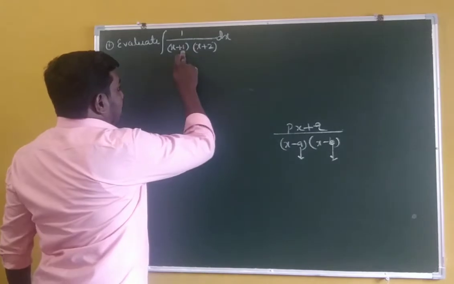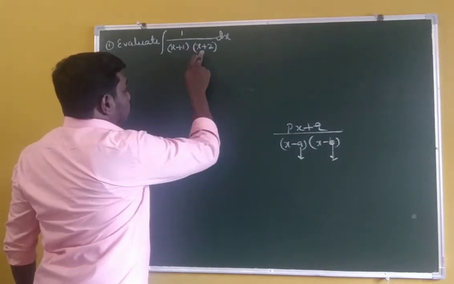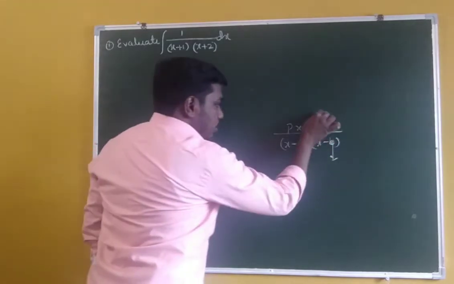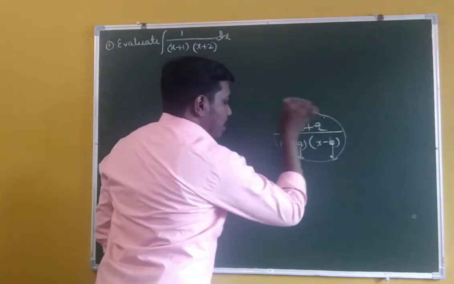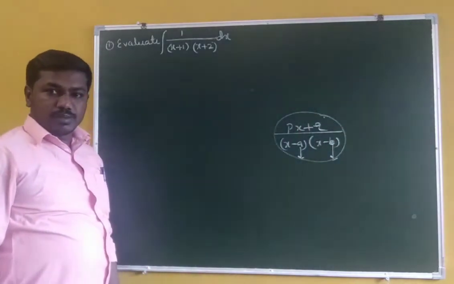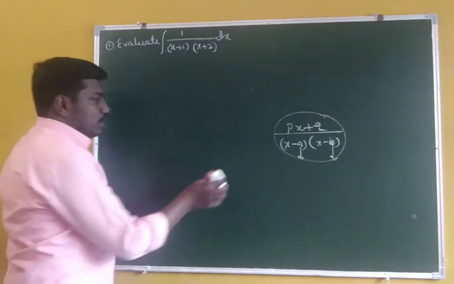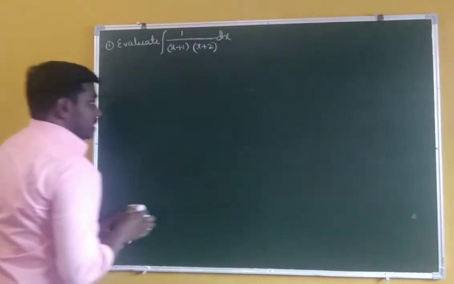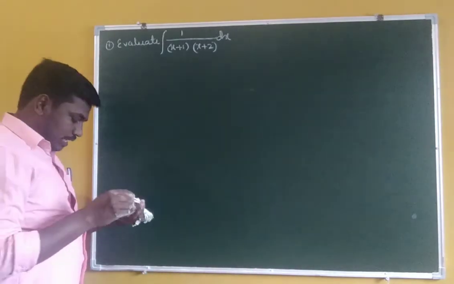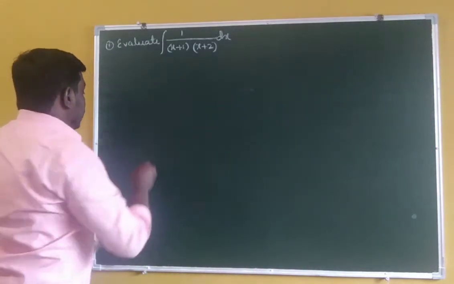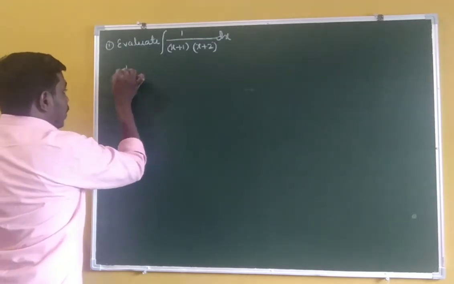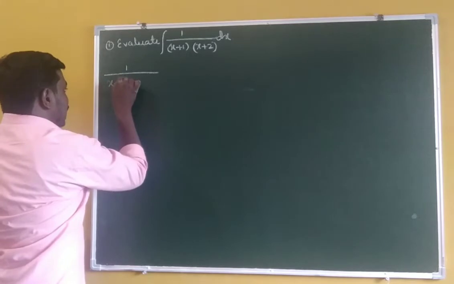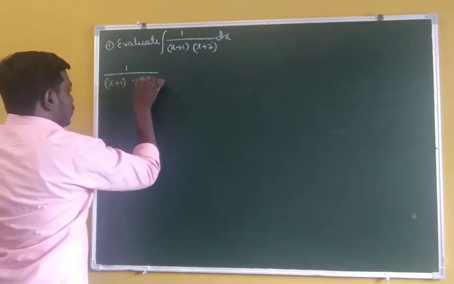Okay. So, x minus of minus 1. Formally, the integrand is of the form px plus q divided by x minus a into x minus b. So, for integration by partial fractions, let us consider the total integration, just the integrand. So, what is the integrand? 1 over x plus 1 into x plus 2.